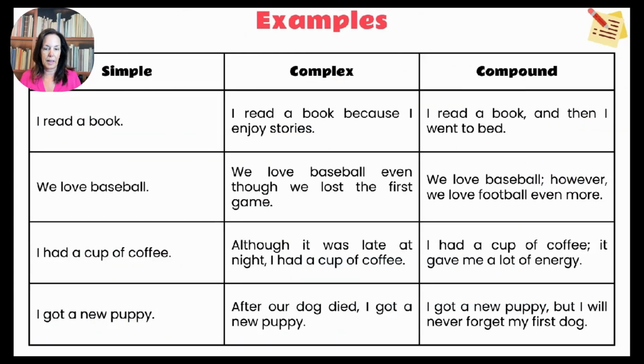So here are some examples, and I've added on to the same idea of the simple sentences. So I read a book, simple. I read a book because I enjoy stories, complex. I read a book, and then I went to bed. That's your compound sentence, all right? So remember, you'll see those commas or semicolons in those compound sentences for sure.